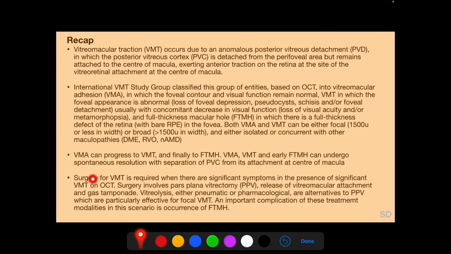Surgery for vitreomacular traction is required when there are significant symptoms in the presence of significant VMT on OCT. Surgery involves pars plana vitrectomy with release of vitreomacular attachment and gas tamponade. Vitreolysis, either pneumatic or pharmacological, are alternatives to pars plana vitrectomy which are particularly effective for focal VMT. An important complication of all these treatment modalities in this scenario is the occurrence of full thickness macular hole.